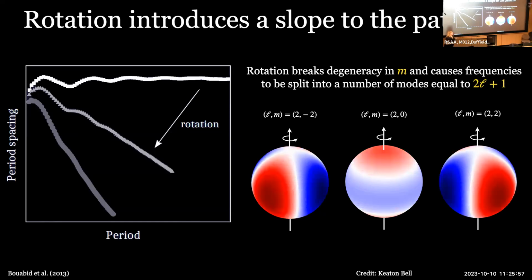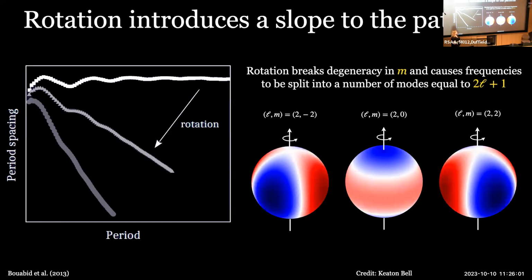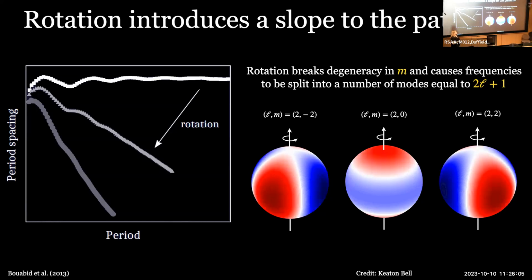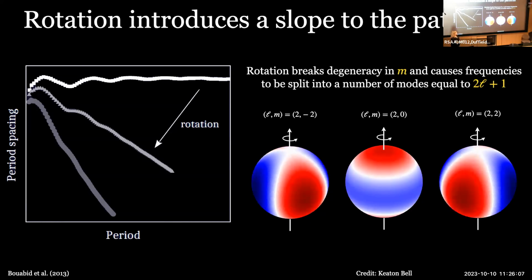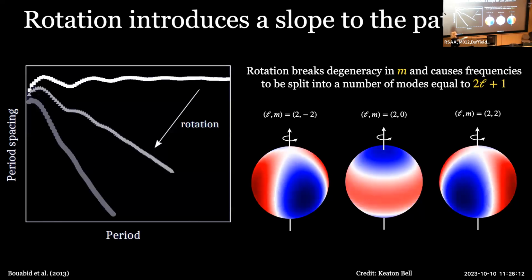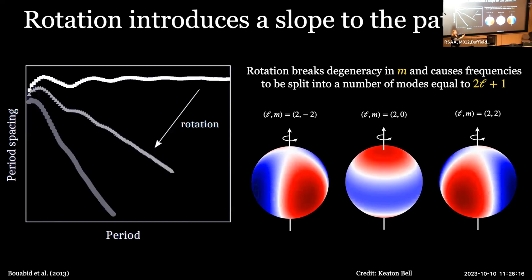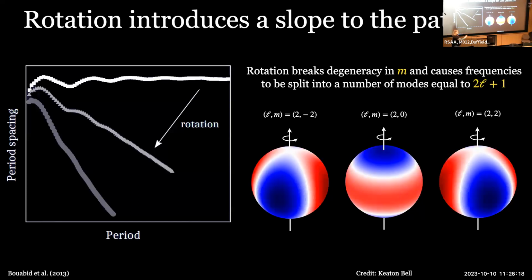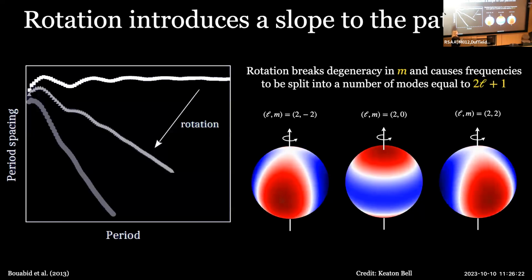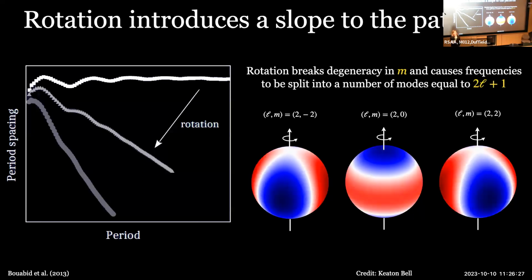Okay, but the important part here is that if we are looking at what happens to the patterns, then modes that are traveling in the direction of the rotation, as you see here on the right, where this axis that I'm showing is the rotation axis, will take less time to go around the star compared to modes that would be traveling in the opposite direction of the rotation.